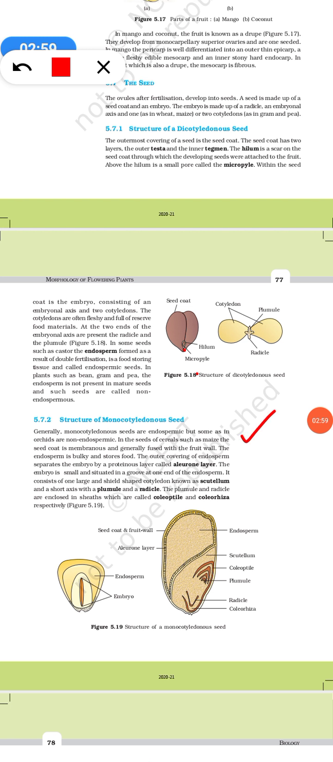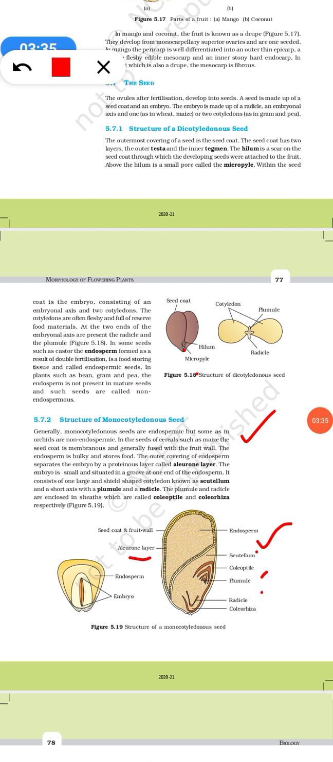Now coming to the monocotyledonous seed, if we look at the structure here, we have an outer layer which is known as the aleurone layer. This is the outer layer in the monocotyledonous seeds. It consists of one large shield-shaped cotyledon which is known as the scutellum, and here it has a plumule and a radicle.